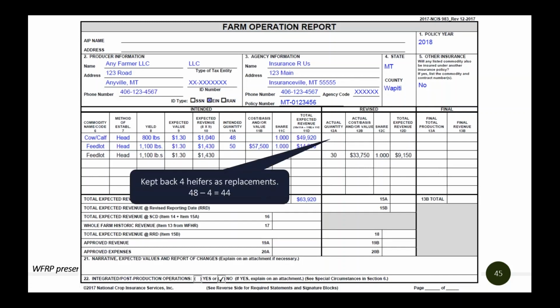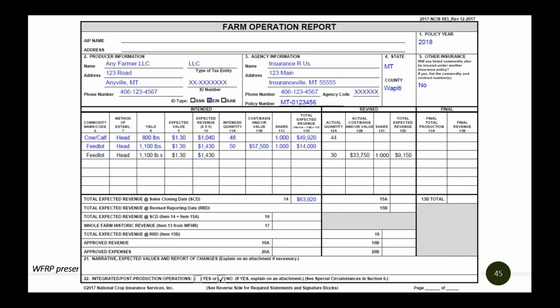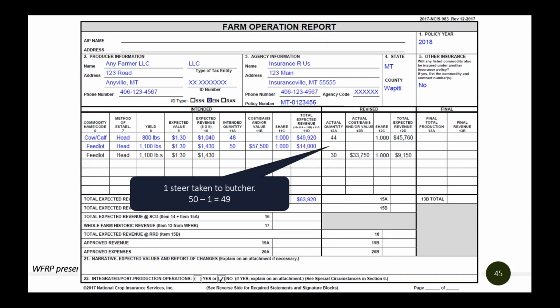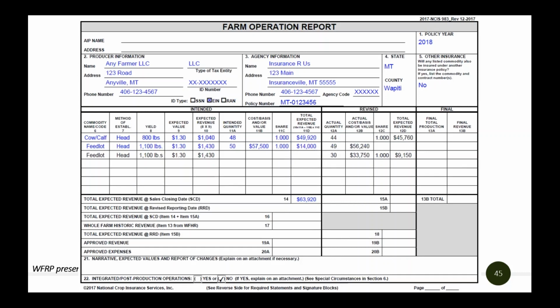So we kept back the 4 heifers as replacements. So we subtract the 4 out. Now our amount is 44. And then just do the math. Same thing here. We had the 1 steer taken to butcher. Reduced the cost basis there by the 1. And want to make sure that we do the math there and carry everything through. Notice the difference here is how this is going to work through the form.